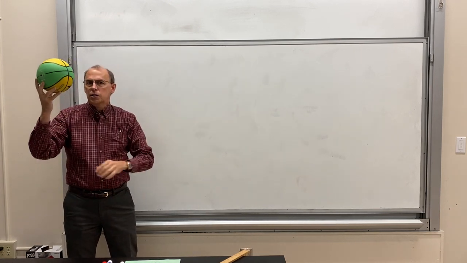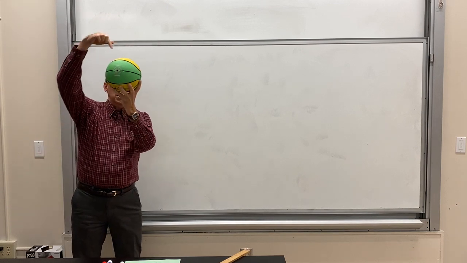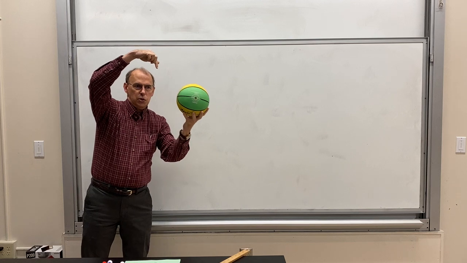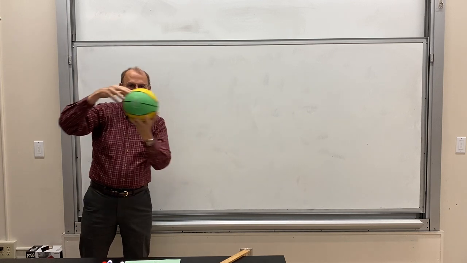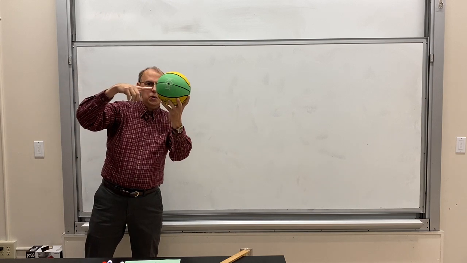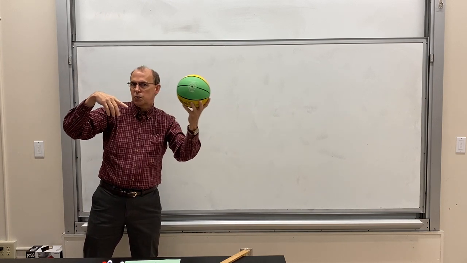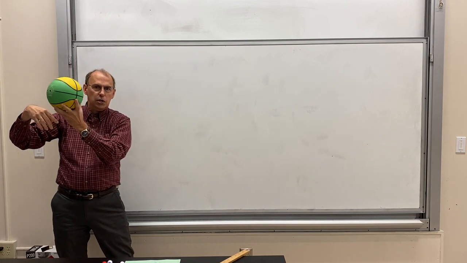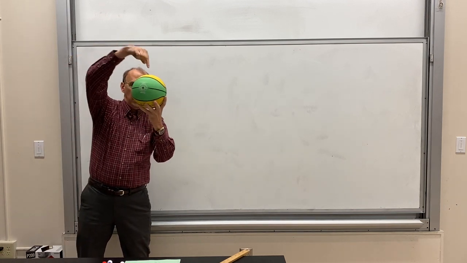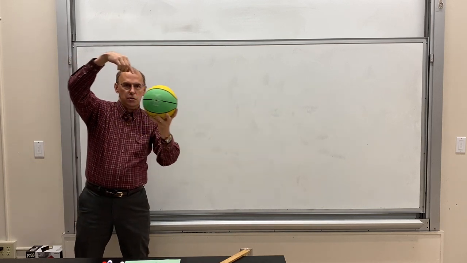But what if I want to change its direction? So it's moving along like this. I have to apply a force perpendicular to its motion. Then I can change its direction. If I push along its direction, I can speed it up or slow it down, but that doesn't change which way it's going. If I want to change which way it's going, I have to apply a force in some other direction, say perpendicular to its direction.